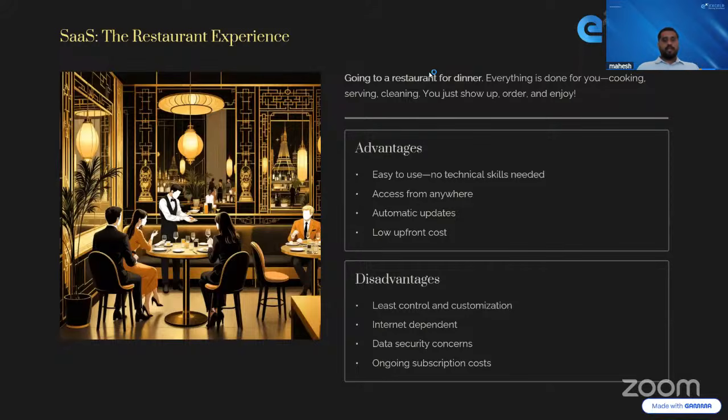So these are the advantages, participants: easy to use, accessible from anywhere, automatic updates are provided, and low upfront cost. Disadvantages are least control and customization.